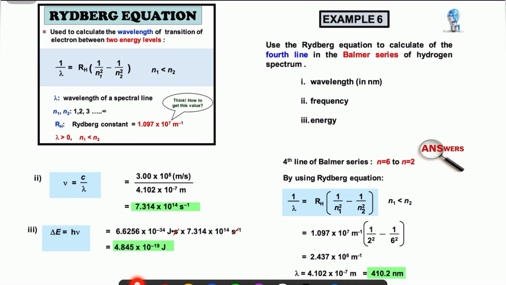For the delta E energy, you can use this formula because you calculated the frequency in part 2. You use the Planck constant times the frequency you calculated in part 2, then you will get delta E in joule. Delta E, by using this formula, is always positive. This is the amount of energy for the transition of an electron from n equal to 6 to n equal to 2.